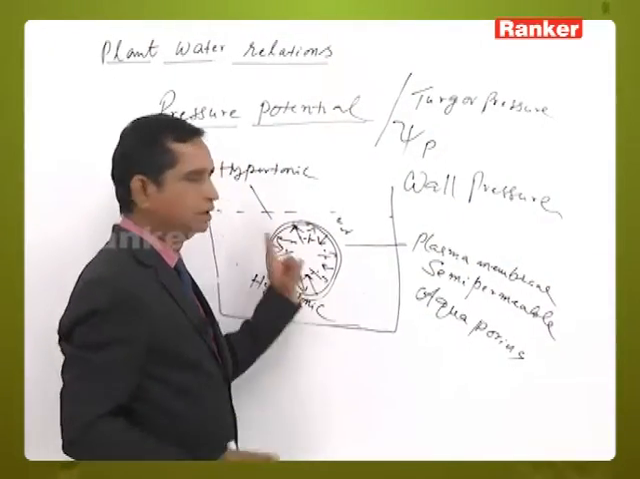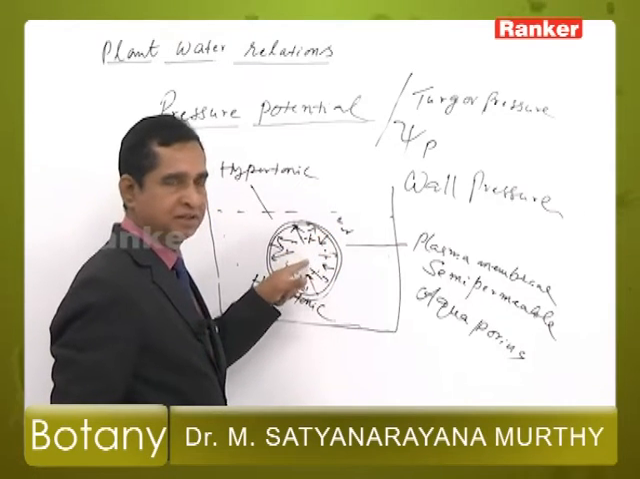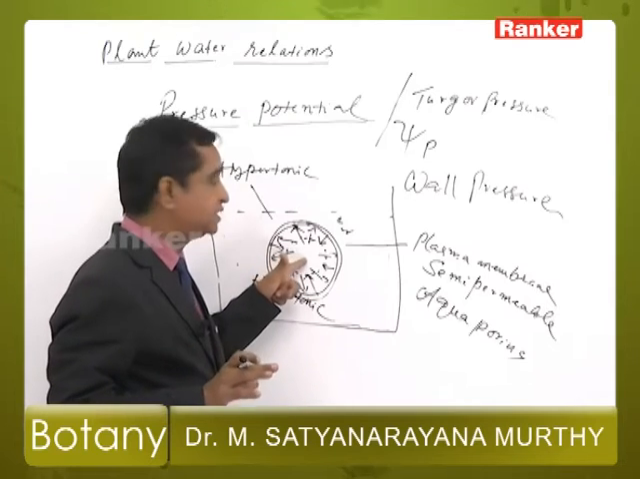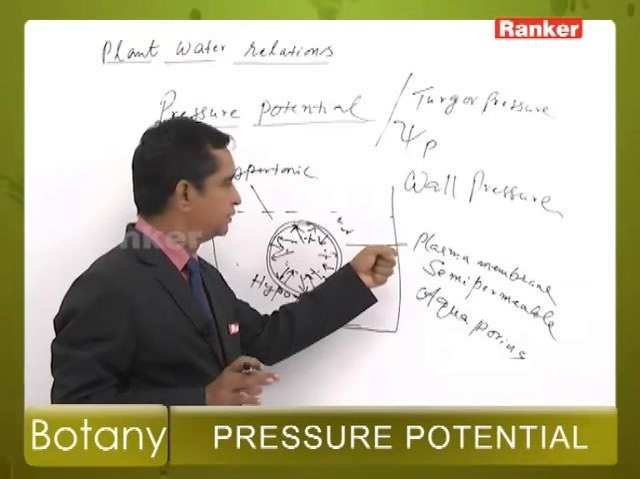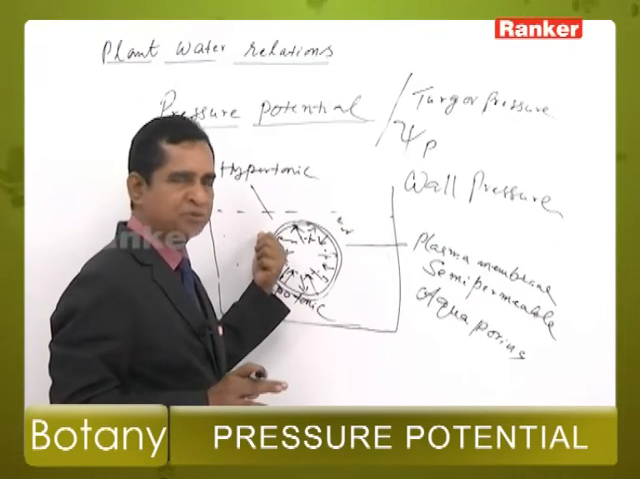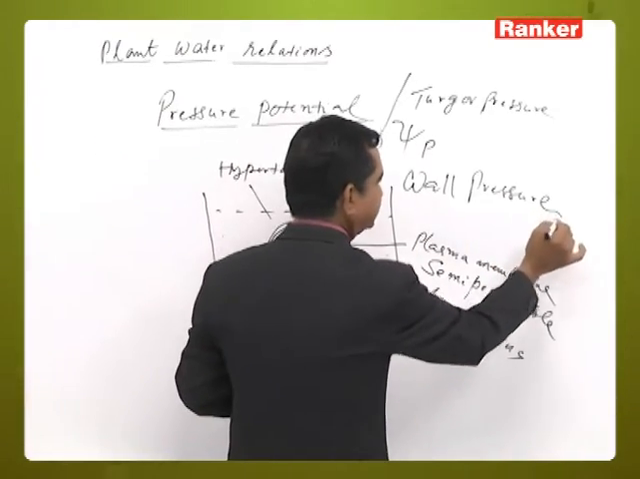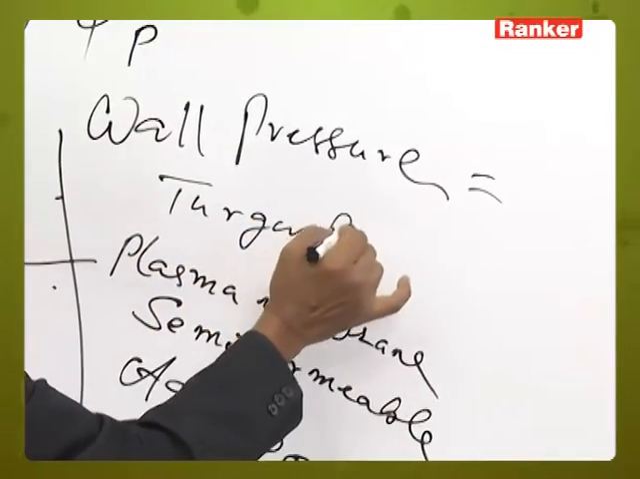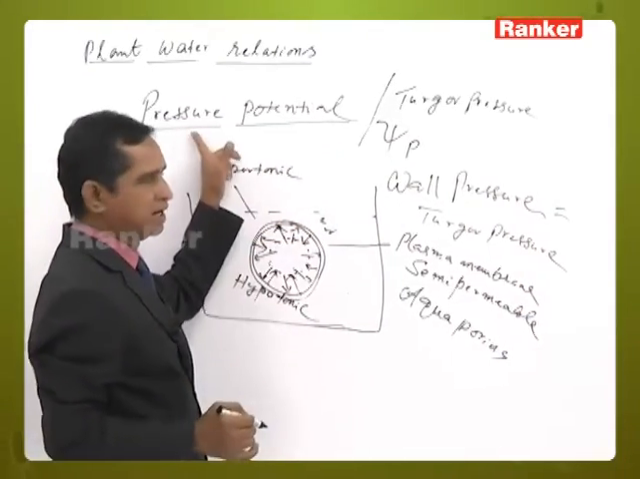Here remember, always the turgor pressure and the wall pressure are equal. With how much pressure the solution inside the cell is exerting pressure on the wall, the same pressure is exerted by the wall to come back to its normal position. So, always wall pressure is equal to turgor pressure, otherwise called pressure potential.